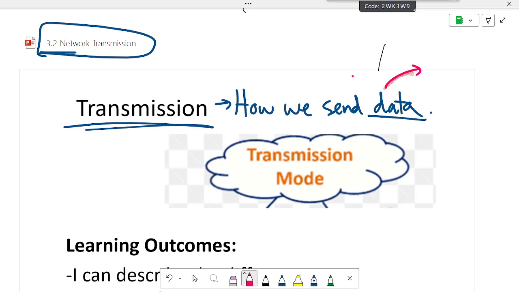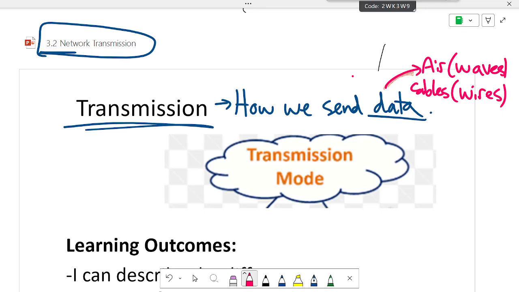So we can send data through the air. That's using waves, okay? Or we can use cables. Okay, that's using wires. There's basically only two ways to send the information.